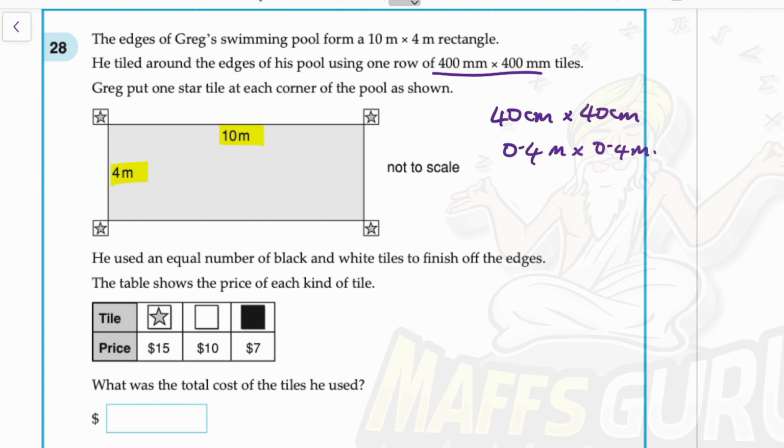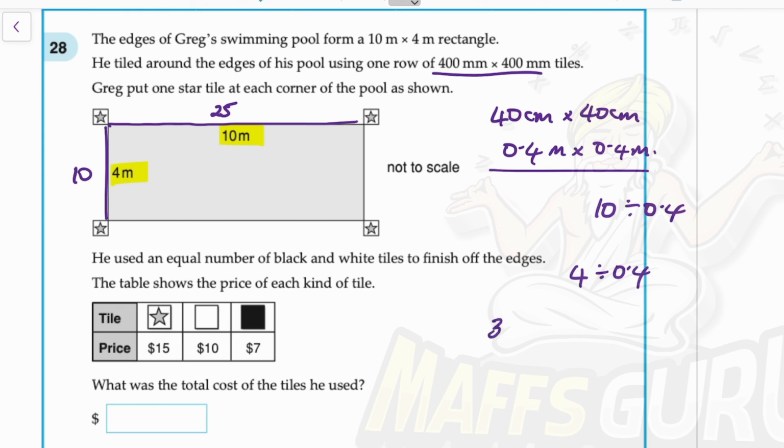So what we now know is we've got 0.4 meters by 0.4 meters. That means we're trying to work out how many 0.4s go along there. So for that one, I'm going to do 10 divided by 0.4. So 10 divided by 0.4 gives me 25 tiles. So there's going to be 25 tiles along there. Here I'm now going to do 4 divided by 0.4. I want to find out how many tiles I can fit there. So 4 divided by 0.4 gives me 10. There we go. So it says he's using an equal number of black and white tiles to finish off the edges.